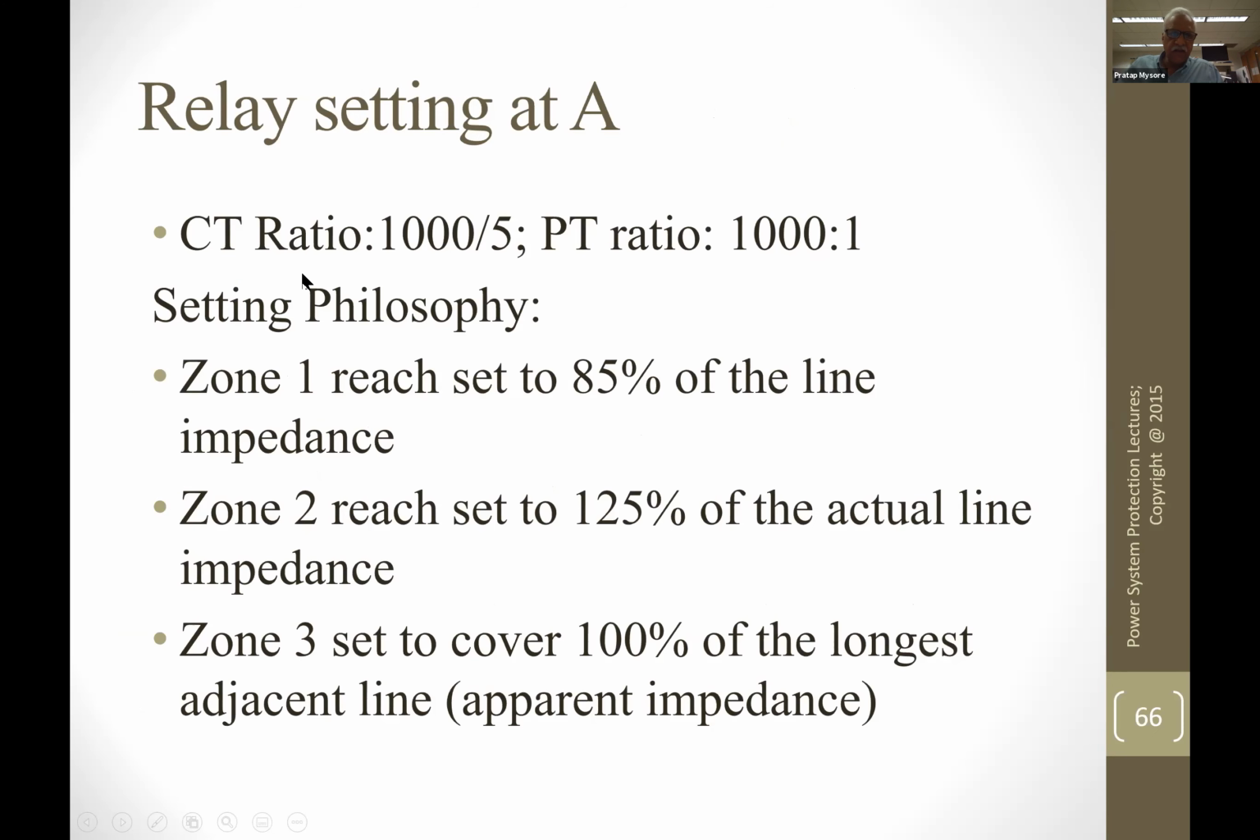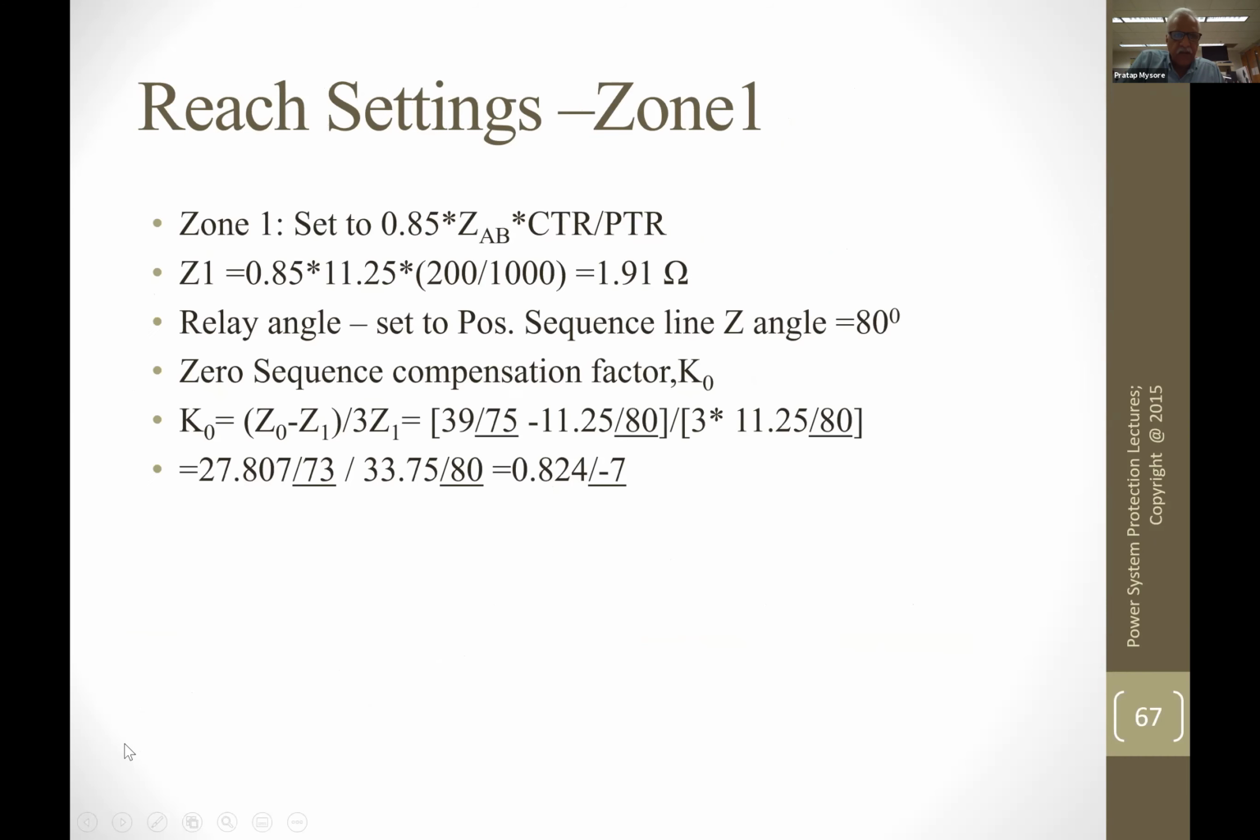So relay setting, CT ratio is given as 1000 to 5 at station A. PT ratio is 1000 to 1. So zone 1 is set to reach 85%. That is the philosophy. Zone 2 is set to reach 125% of the actual impedance. Zone 3 is to cover 100% of the longest adjacent line. That is the apparent impedance. This philosophy has been predetermined for that particular transmission facility. So then we are supposed to set as per that.